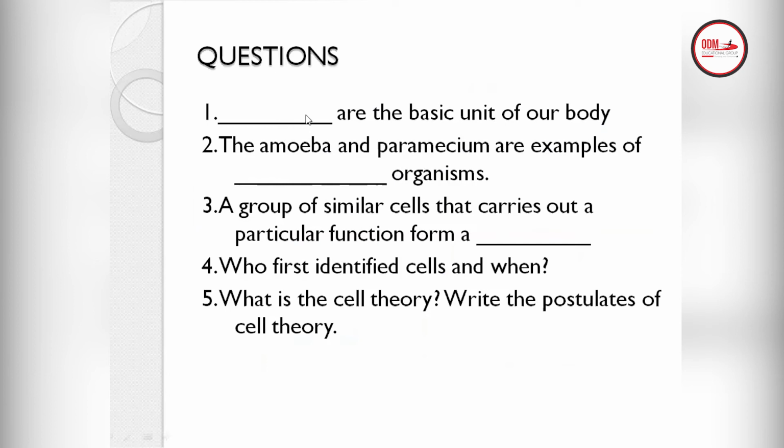Cells are the basic unit of life. Cells are the basic unit of our body. The amoeba and paramecium are examples of unicellular organisms. A group of similar cells that carries out a particular function forms a, what is this? Now this one is the tissue. Who first identified cells and when? Robert Hooke first identified cells in the year 1665.